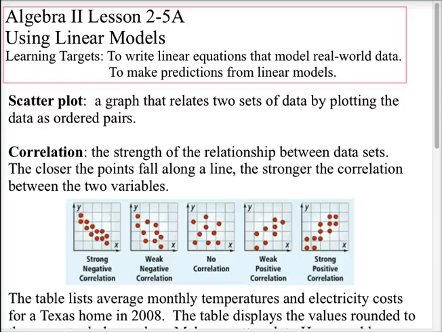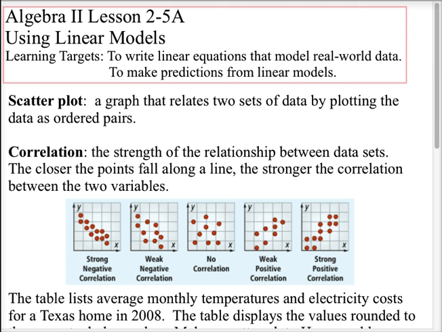Welcome back. Today we're going to start section 2.5, which is called using linear models. Within this section, we're going to learn how to write linear equations that model real-world data, and then how to use those models that we're making to create predictions from the linear model. So the big idea here is making scatter plots.